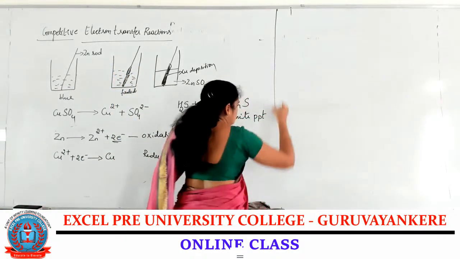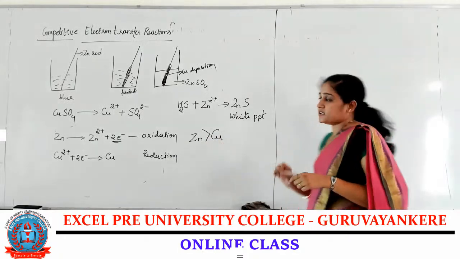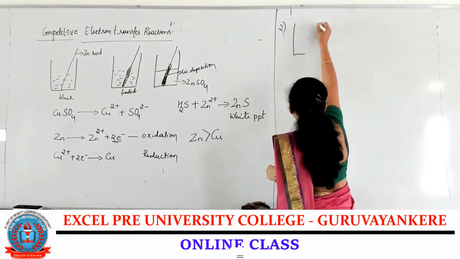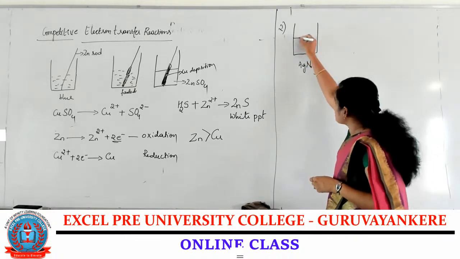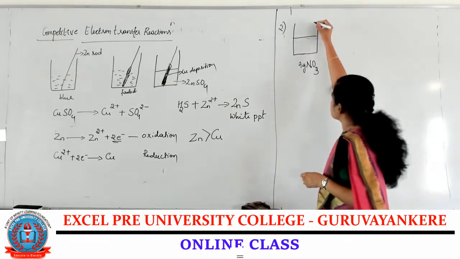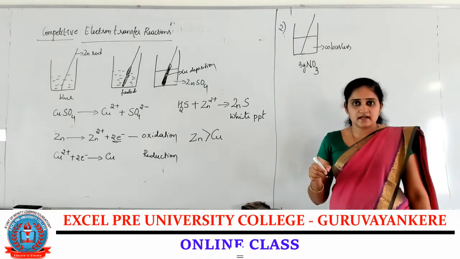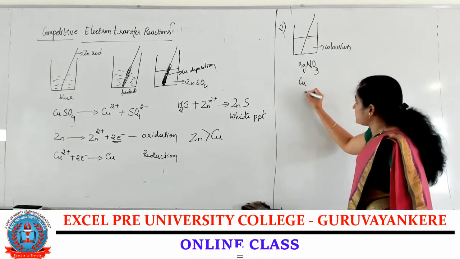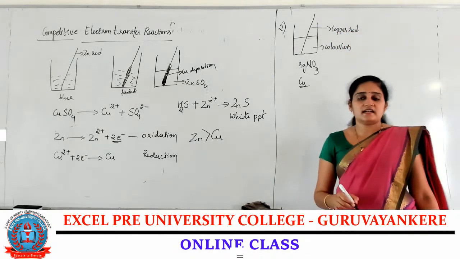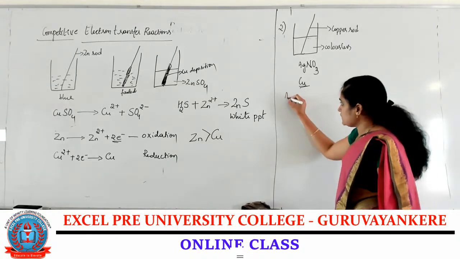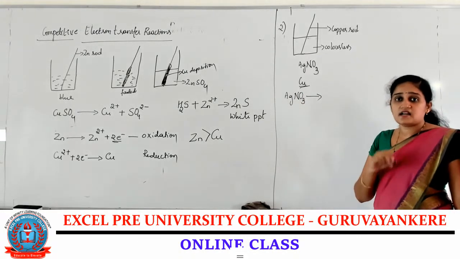Next, let me continue with the same example, between the zinc and the copper. Now I am taking the second example: silver nitrate solution, AgNO3 solution. Silver nitrate solution is taken inside the beaker, and it is a colorless liquid, like water. Inside the silver nitrate solution, a copper rod is dipped. This one is a copper rod. See, the silver nitrate solution is nothing but silver nitrate crystals dissolved in the water.